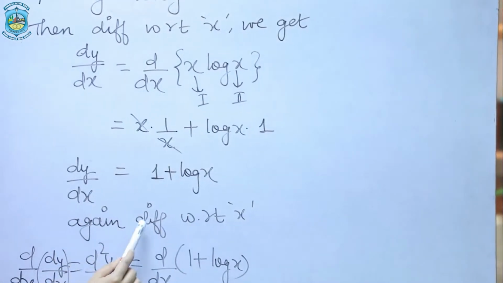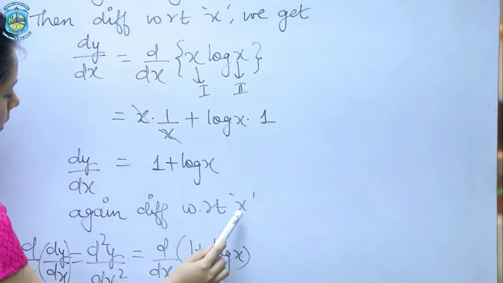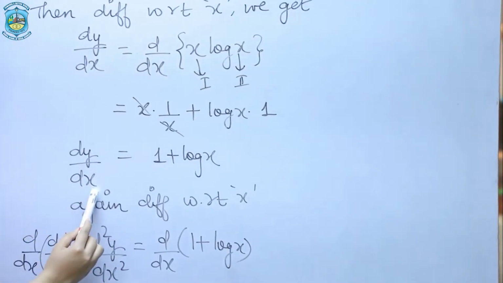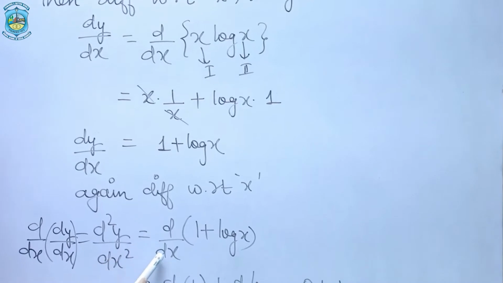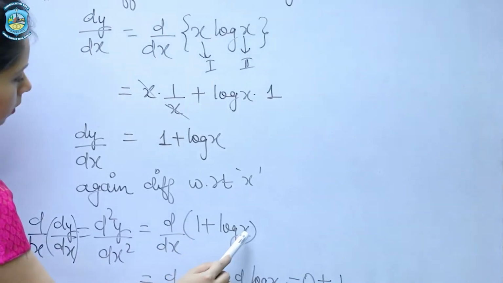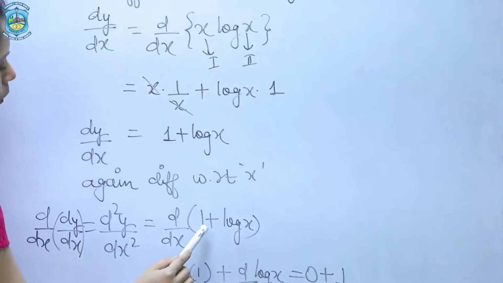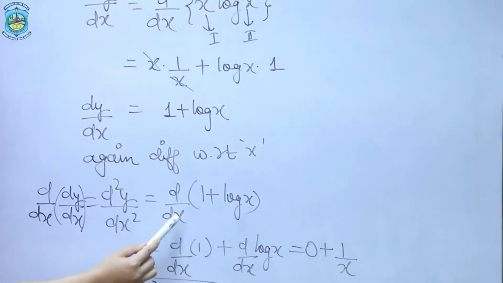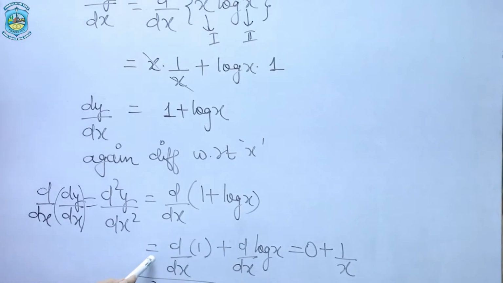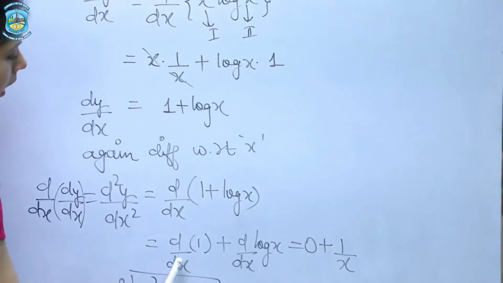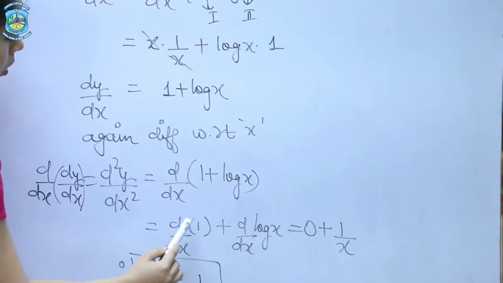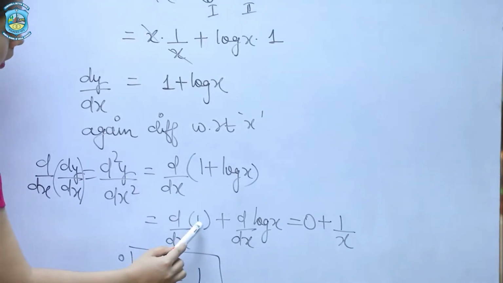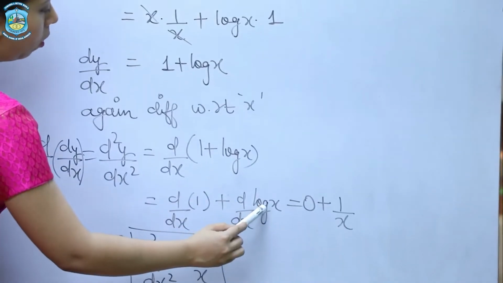Now, again differentiating with respect to x on both sides, we get d2y by dx square is equal to d by dx of 1 plus log x. Now, here we will apply the rule of differentiation of the sum of two functions. The derivative of the sum of two functions is equal to the sum of the derivatives of the two functions. So, that becomes d by dx of 1 plus d by dx of log x.